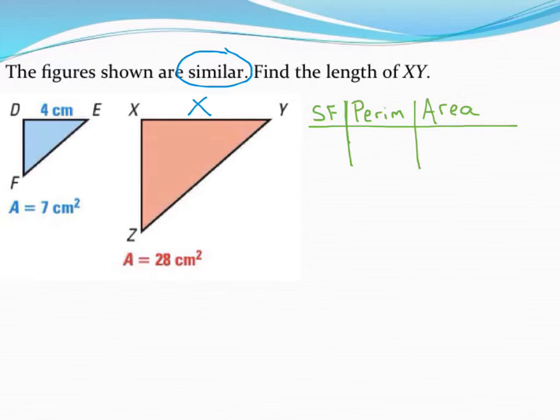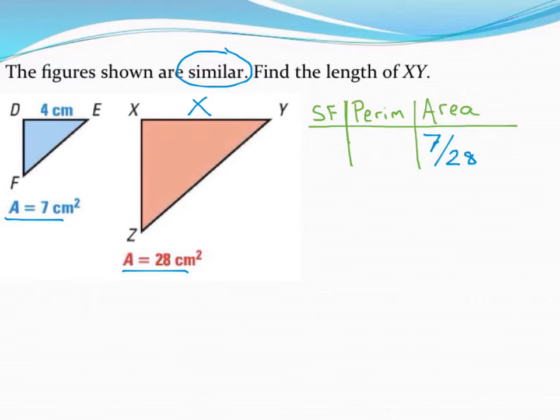To begin the chart, I need to figure out what I know about both triangles, what matches up. And this time I can see they give me both areas. I know the areas of both of these figures. And so I'm going to use that to set up my area ratio of 7 over 28. And I'm putting that in the area column of my chart because, of course, that's area.